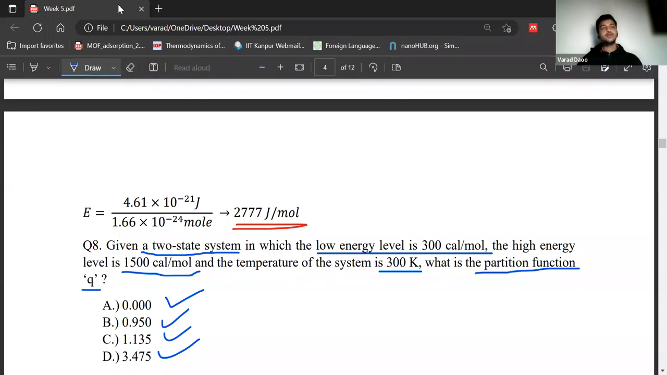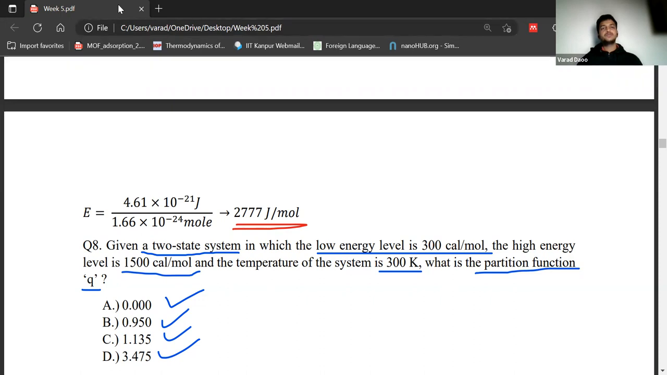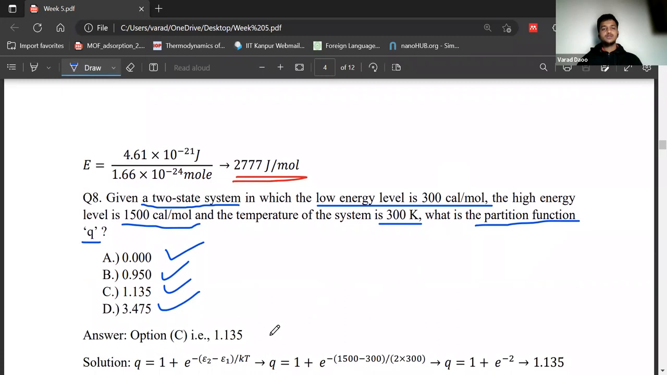Anybody able to get it? Anybody got it? Okay, so I'll be revealing the answer. The answer is this.